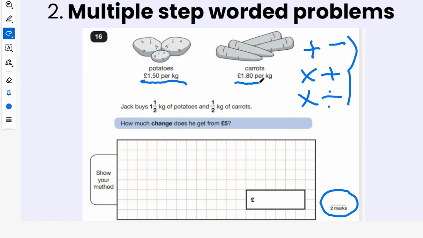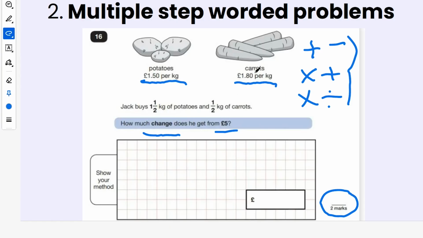Carrots are £1.80 per kilogram. Jack buys 1.5 kilograms of potatoes and 0.5 kilograms of carrots. How much change does he get from £5? So straight away, you can see they've given a lot of information here, and the question comes at the end. I would say the first step here is to work out how much Jack has spent altogether before we can take it away from £5.